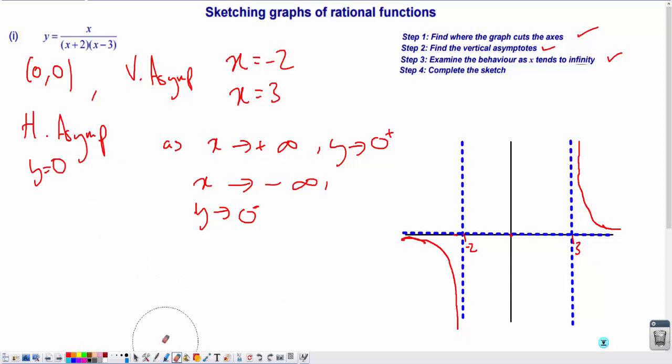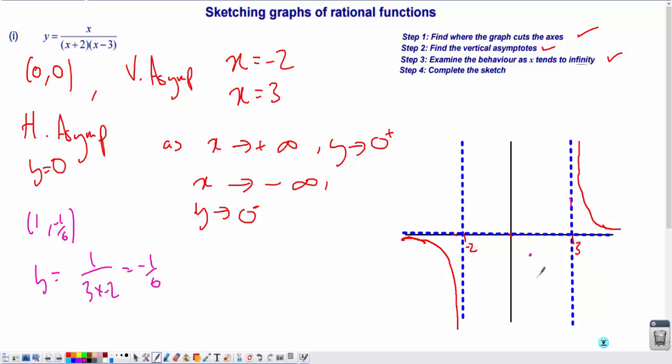So what I'm going to do now is figure out what happens over here. I'm going to plug in a number between -2 and 0, and then a number between 0 and 3. Let's do 0 and 3 first. An easy number between 0 and 3 is 1. So when x equals 1, let's find the coordinate. That's 1 minus 3, which is -2. So it's 3 times -2, so it's minus 1 over 6. So when x equals 1, which is over here, I've got a negative coordinate, something over there, minus 1 over 6.